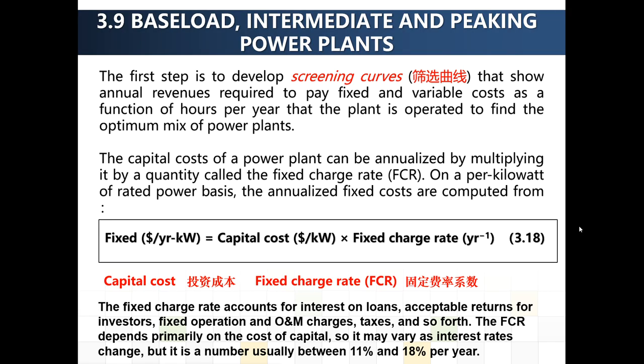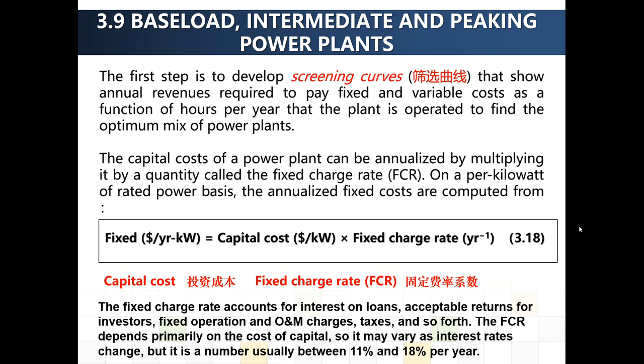How to develop the screening curves? The first step to develop a screening curve is to show the annual revenue required to pay fixed and variable cost as a function of hours per year that the plant is operated, to find the optimal mix of the power plants.